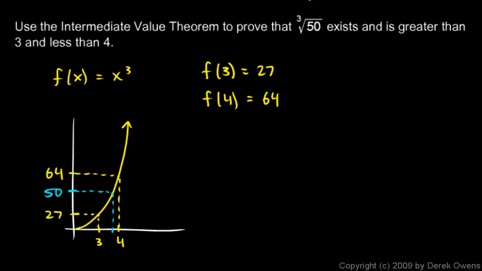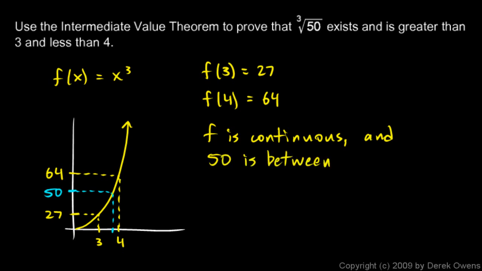So f of 3 is 27, f of 4 is 64. This function is continuous. We know that. And that's worth stating because the intermediate value theorem only applies to continuous functions. f is continuous, and 50 is between 27 and 64, and we see that visually right here. 50 is between 27 and 64, so there must be some x value down here between 3 and 4 such that f of that x value is 50.